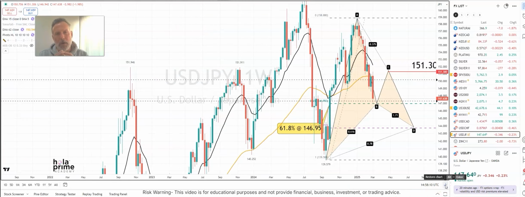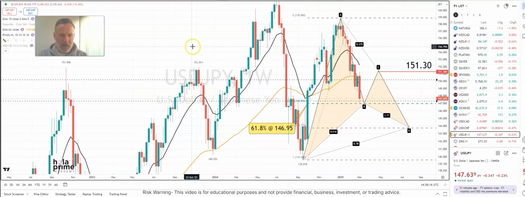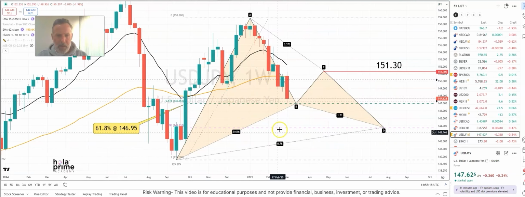I like for different time frames to highlight different formations, different patterns. And this is the weekly chart. Here we can see a 61.8% pullback level. That's at 146.95. We've made a 146.94 swing low. Okay, we are starting to move to the upside.